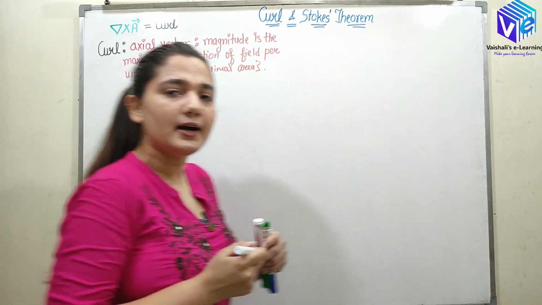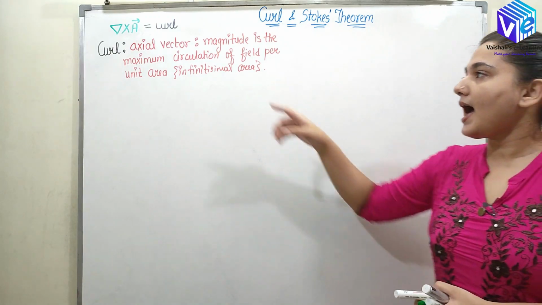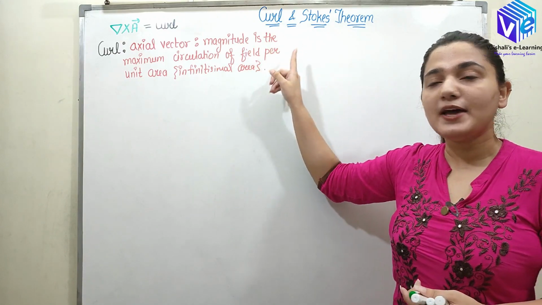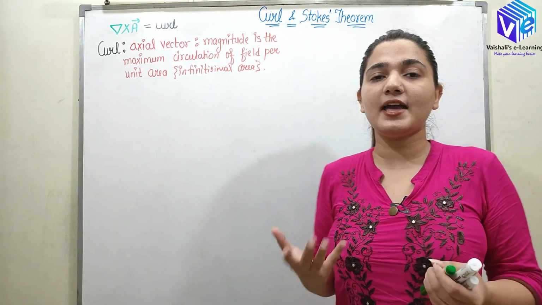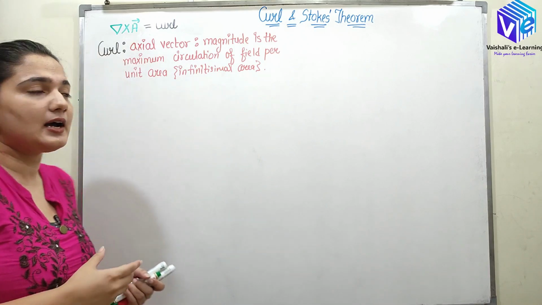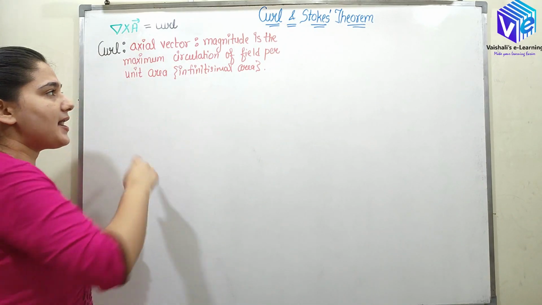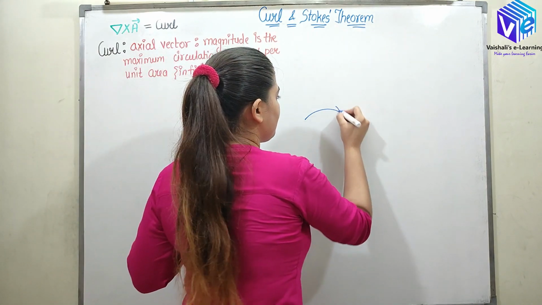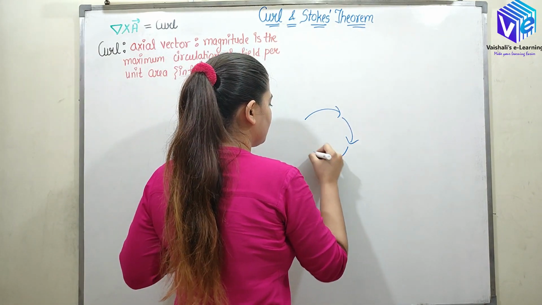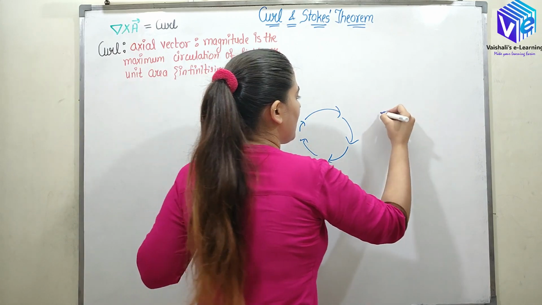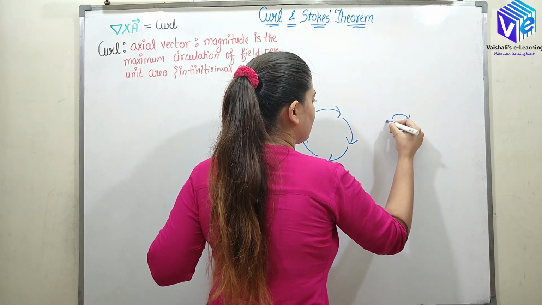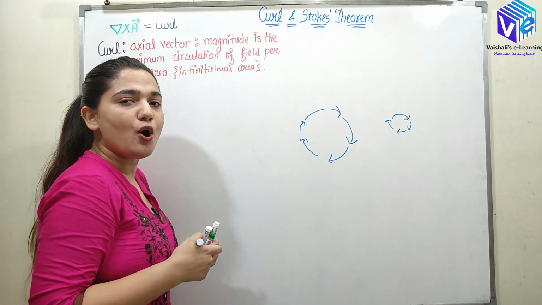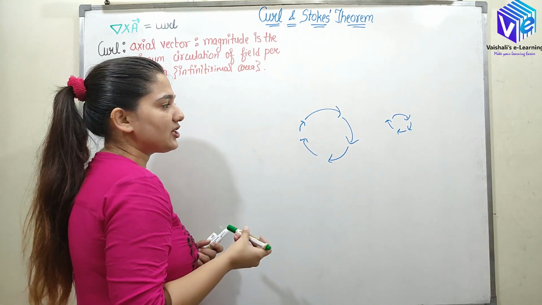The curl is an axial vector and its magnitude is the maximum circulation of the field per unit area, when I take the area to be an infinitesimal area. The area is very small and I am checking the field. So if I have these fields, its magnitude will give me the intensity of the rotation or the circulation.